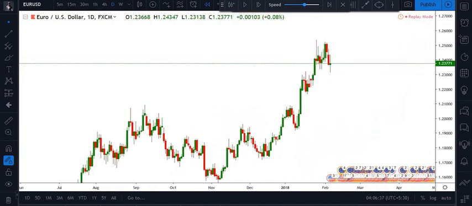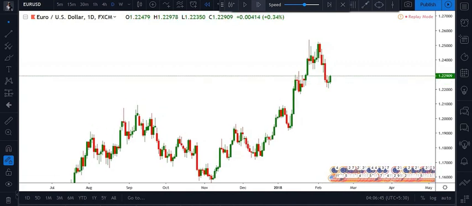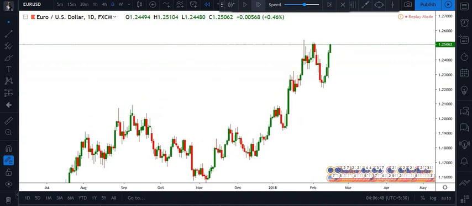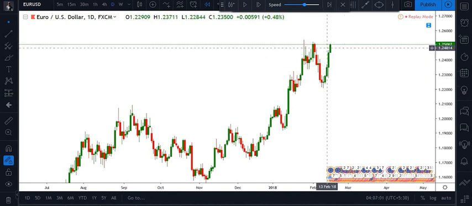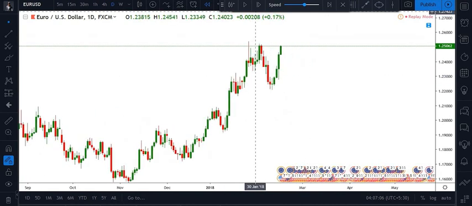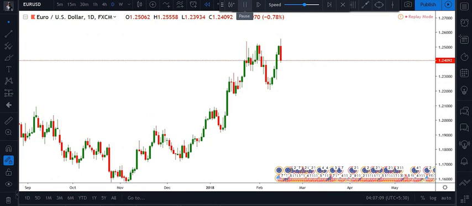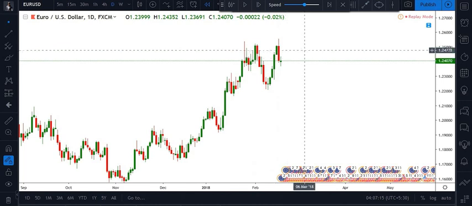All right, now I'm going to forward this. All right, we came first into this structure level and we retraced down and we came back up to that particular structure level. Then what do we need here? We need a confirmation. Let's assume that is our confirmation, a lower low, lower close candle.